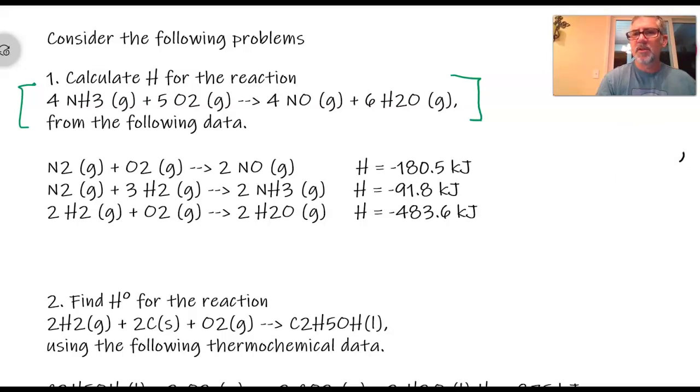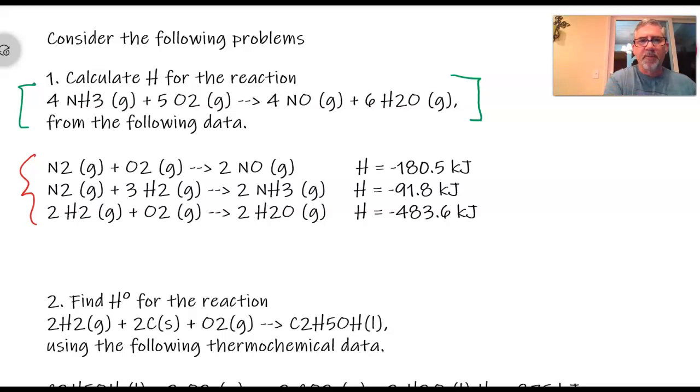All right, let me erase all this stuff. Okay, so here we go. So we have our reaction here. So 4 moles of ammonia and 5 moles of oxygen yield 4 moles of nitrogen monoxide and 6 moles of water gas. So here are my 3 intermediate reactions. So the method here is we have to compare these reactions with the one at the top.